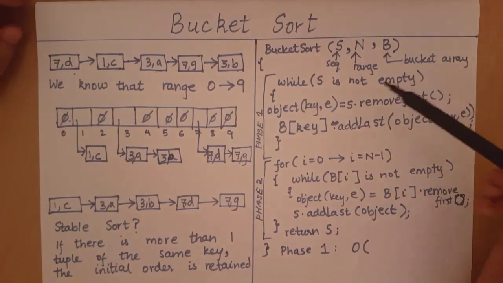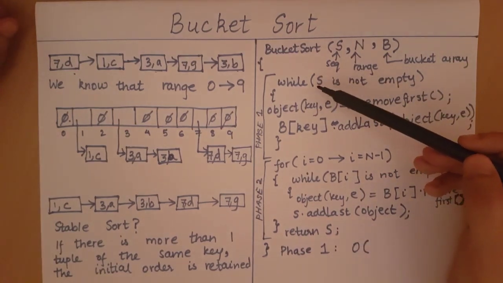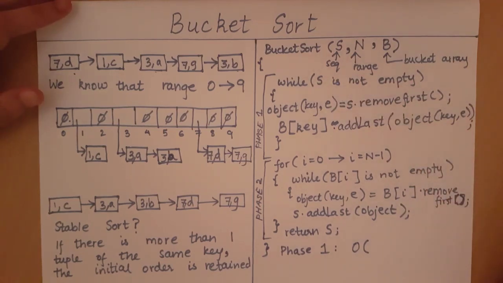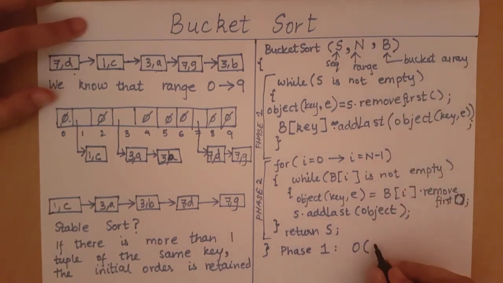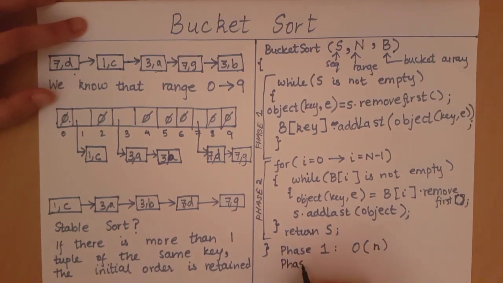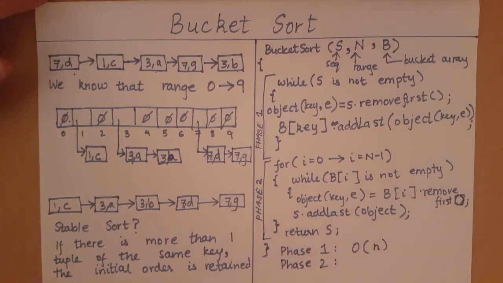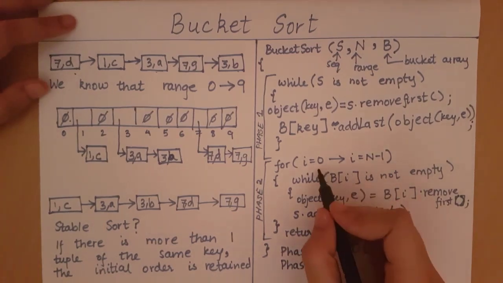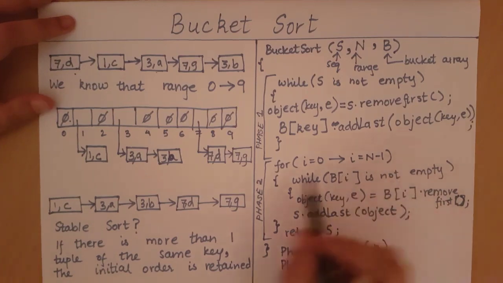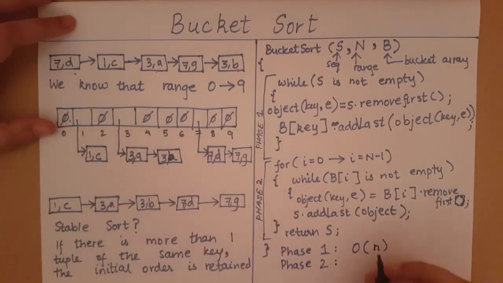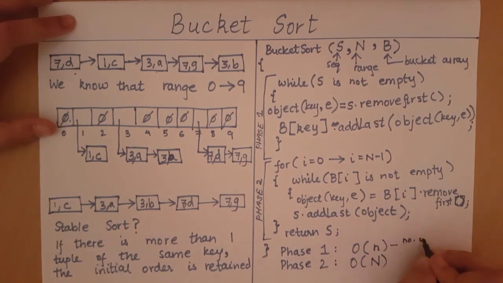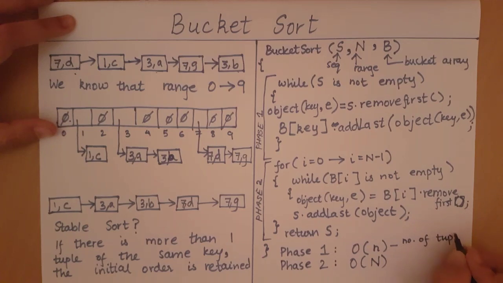It's going to happen for all elements of S. So what are the number of elements of S? Let's say the number of elements in our sequence is n. Now let's see phase 2. Phase 2 will occur how many times? It will occur N times, which is the number of elements in our range. So phase 2 is going to be order of capital N. So phase 1 is going to be number of elements or number of tuples, and phase 2 is going to be our range.